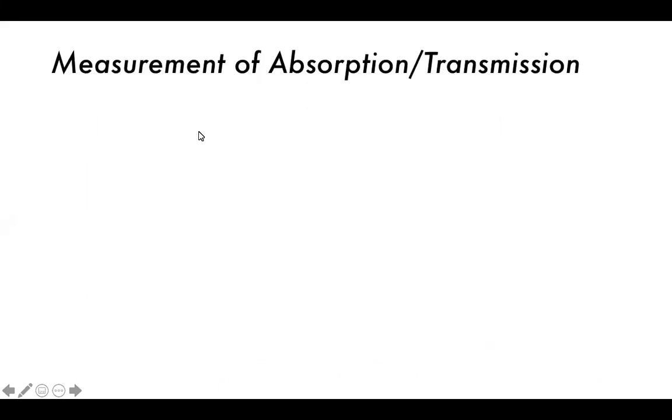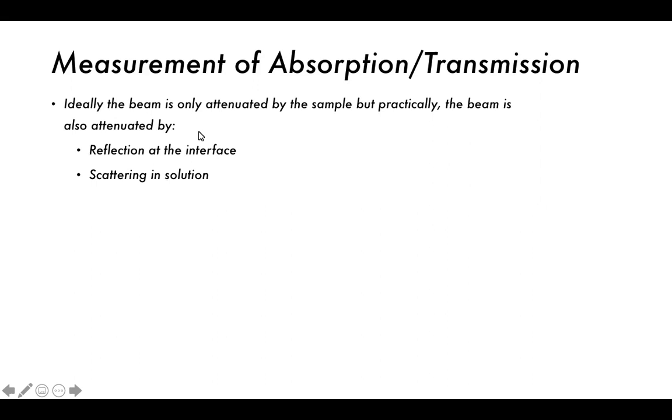So measurement of absorption or transmission. How do we go about this? Usually we want a beam which is only going to be attenuated by the sample. This really means that it's not going to be affected by the solvent. The beam that is incident on the sample container doesn't actually reflect off of the surface of the sample, so there's no reflection there. And typically this is pretty hard to do.